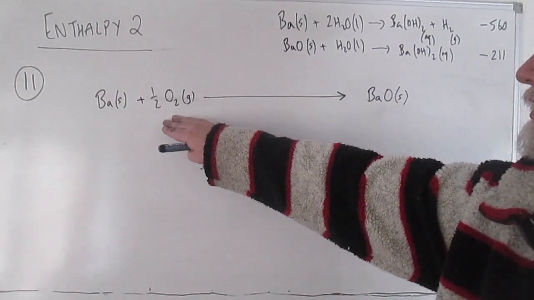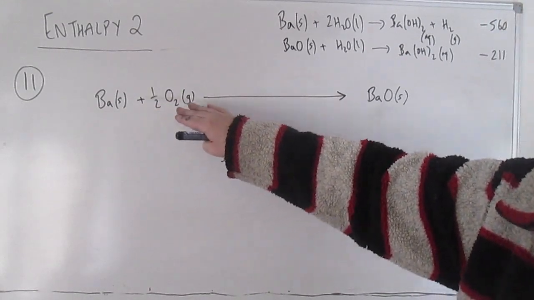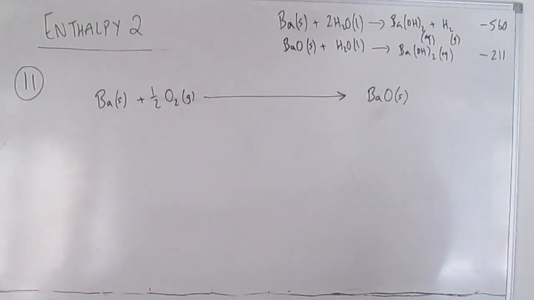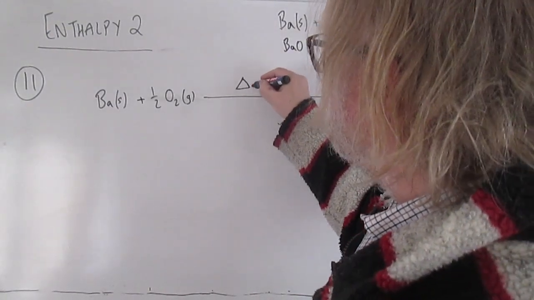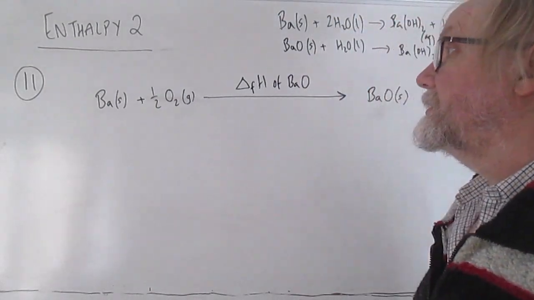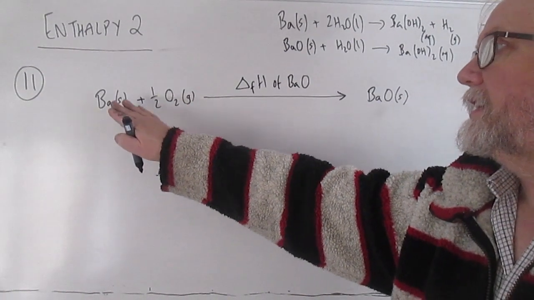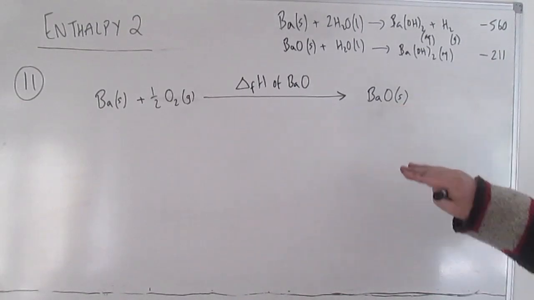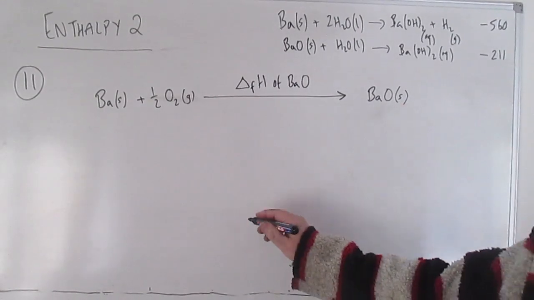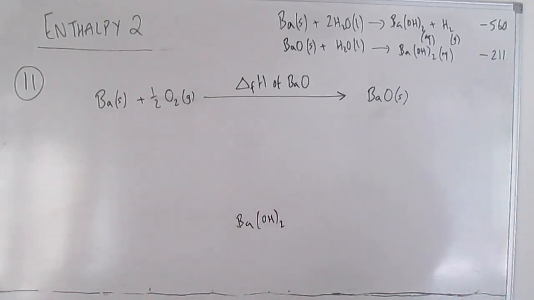So the mission is to calculate this number, the enthalpy change for reacting barium and oxygen, the elements, to form barium oxide, the compound. So that's the enthalpy change of formation of barium oxide, and that's what we're trying to find using this method. Now the numbers it gives us are for reactions which turn this into barium hydroxide and this into barium hydroxide. So you might first of all be tempted just to put barium hydroxide at the bottom here, but actually it's not going to be quite as simple as that, as we'll see in a minute.